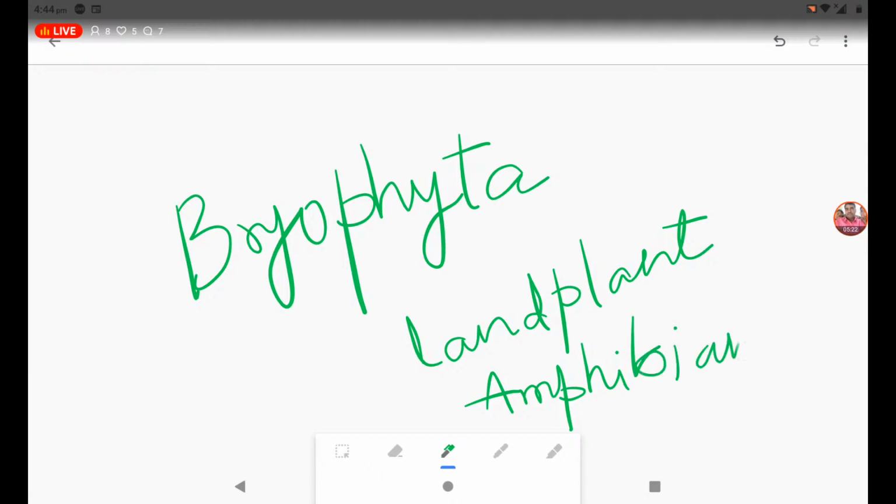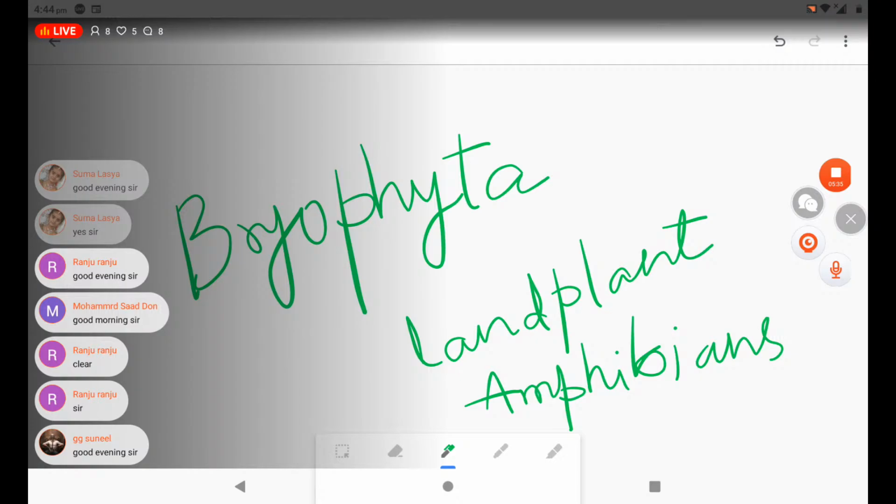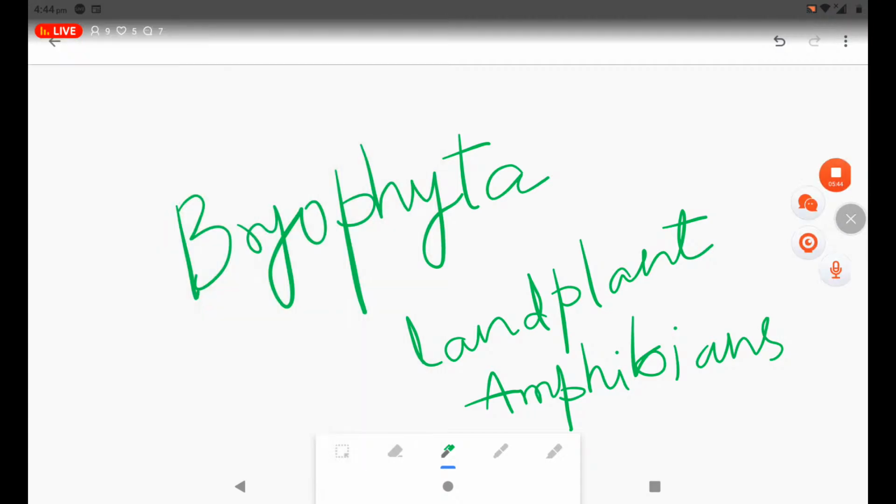Amphibians of the plant kingdom. So the first terrestrial plants are only the Bryophyta, and they depend on water for their reproduction. So they are called amphibians of the plant kingdom. Okay. So let's continue. Bryophytes are the first land plants, still depending on water for their reproduction.